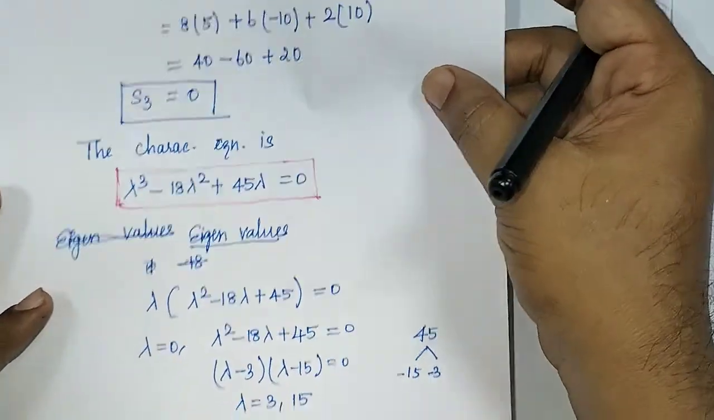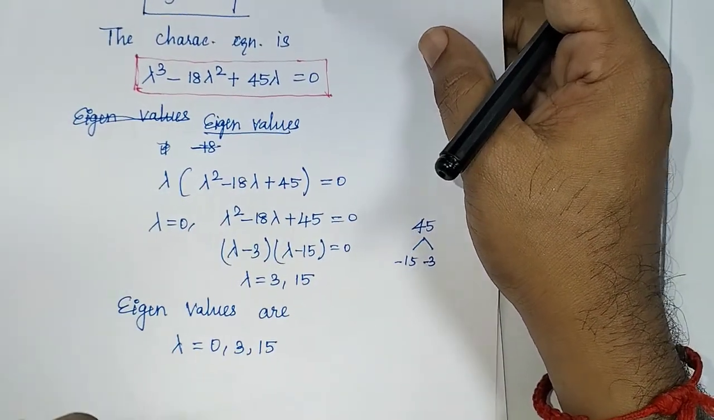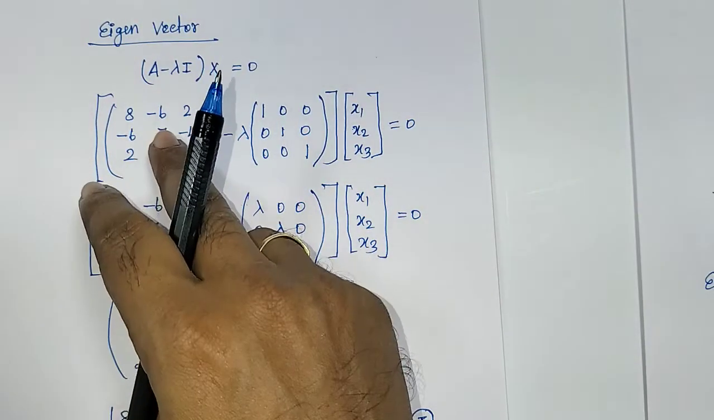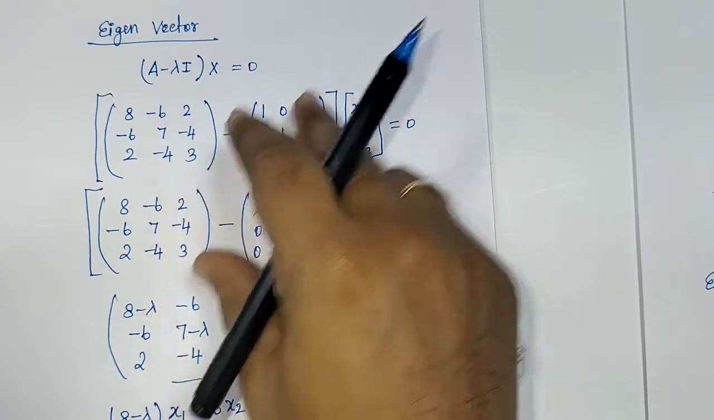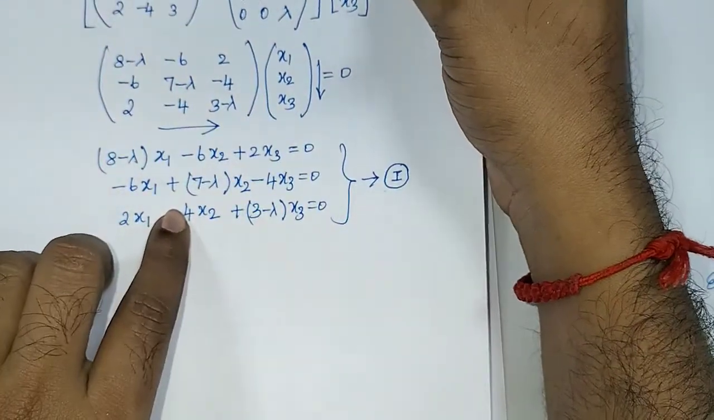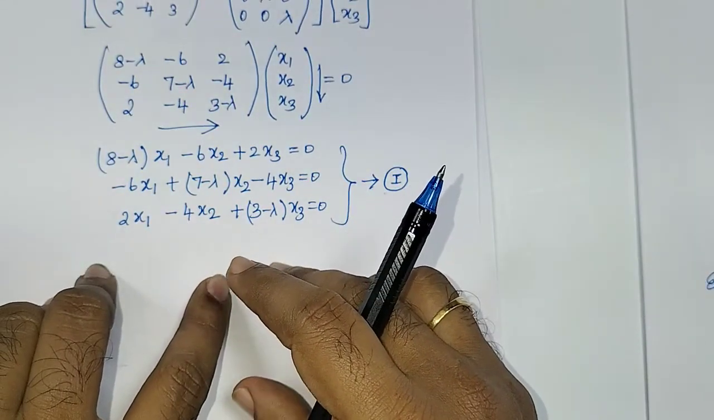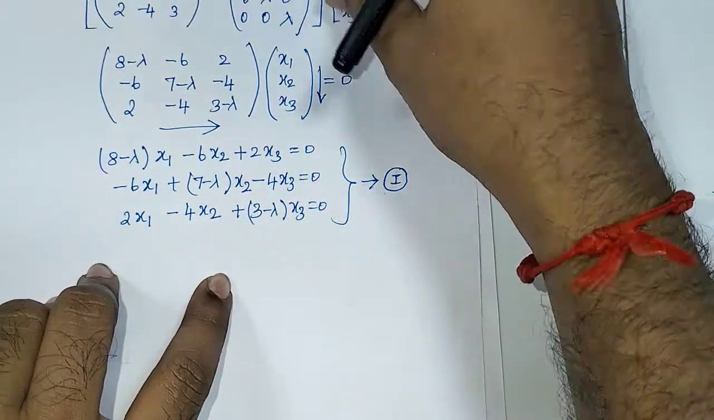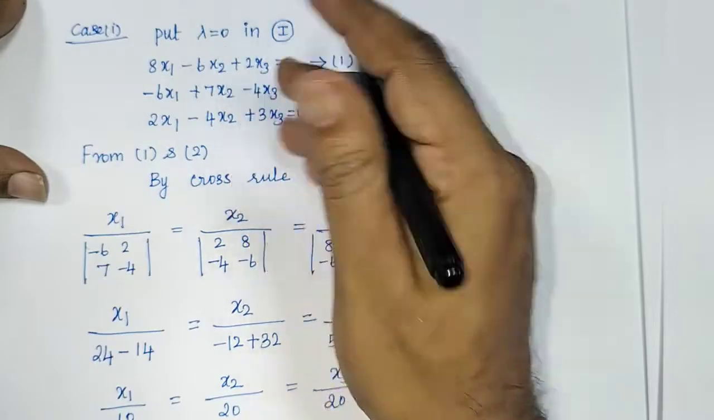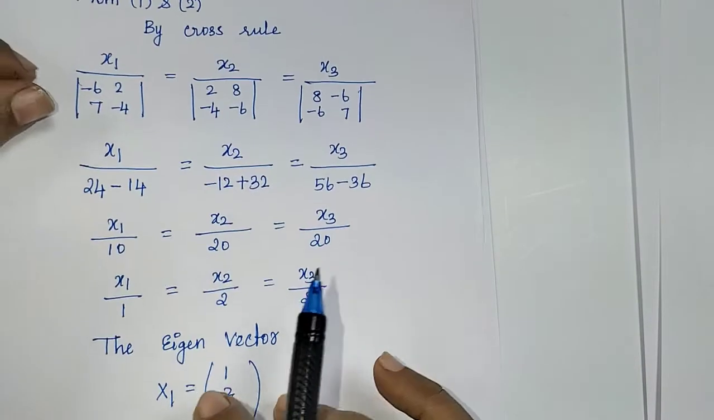So we solve this characteristic equation. We will get the eigenvalues lambda equal to 0, 3, 15. After that we have to find the eigenvector. So we identified the eigenvector equation A minus lambda I into X equal to 0. When solving this equation, we will get this system of equations. From this equation, we substitute one by one lambda equal to 0, lambda equal to 3 and lambda equal to 15. When I substitute lambda equal to 0, we get the eigenvector x1 equal to 1, 2, 2.